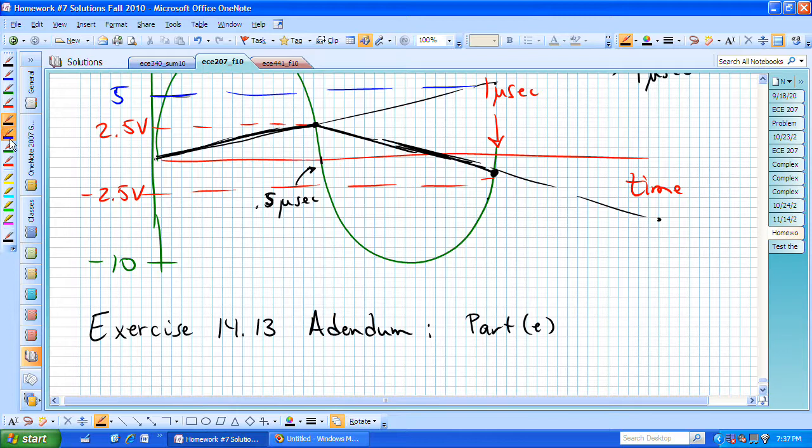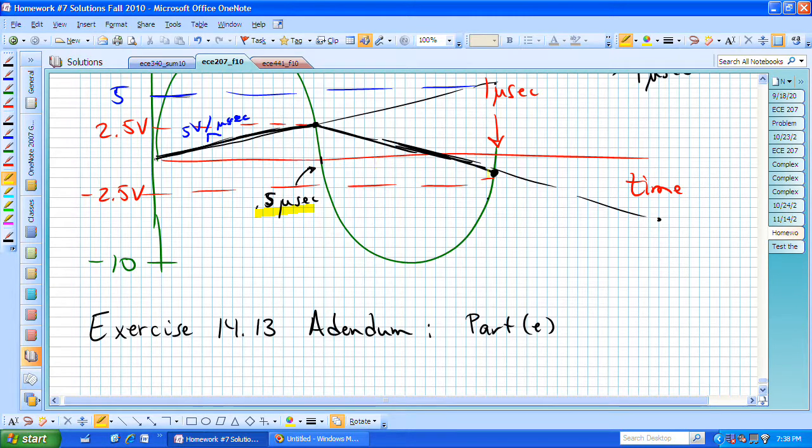So this slope is 5 volts per microsecond, or that's going to now be 2.5 volts per half of a microsecond, and that's what we have in each of these intervals between the positive and negative pulses.